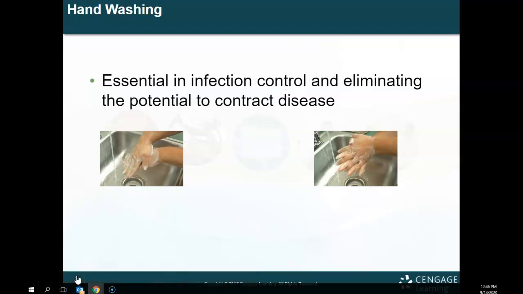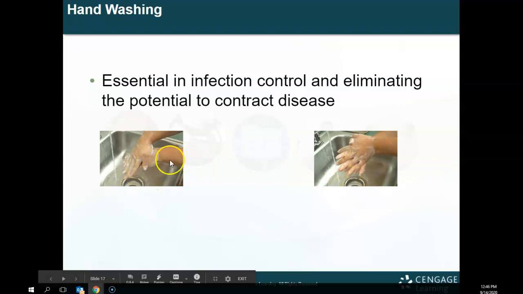This is the part that everybody needs to pay attention to, because what you've learned to do washing your hands is different than what I teach you to do. Because we wash for medical asepsis in here, not for just cleanliness. We're going a step further, so pay attention. Hand washing is essential in infection control and eliminating the potential to contract disease.